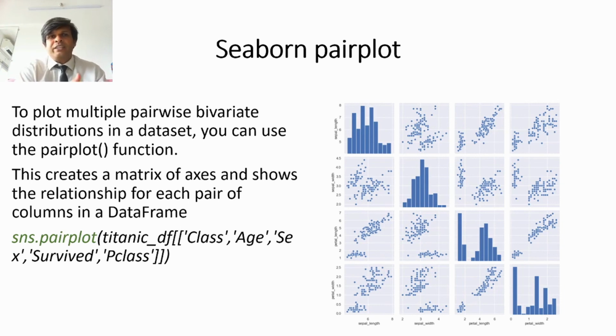Next we will be looking at pair plot. Now we looked at univariate and bivariate, and now we have multiple columns and we want to see how those columns are related to each other by plotting them pairwise. Seaborn has a function for us to do that, which we call pair plot. To plot multiple pairwise bivariate distributions in a data set, you can use the pair plot function. This creates a matrix of axes and shows the relationship for each pair of columns in a data frame.